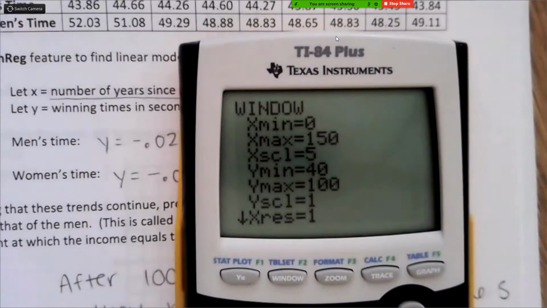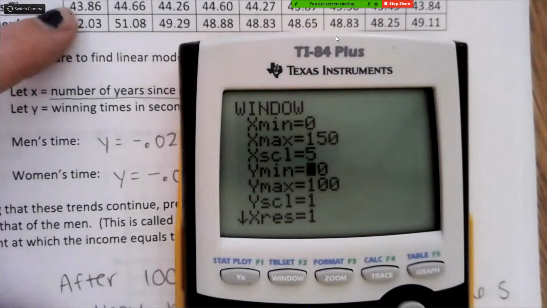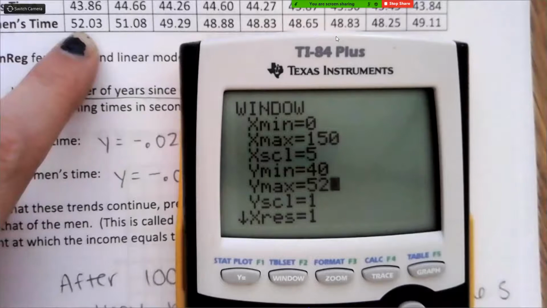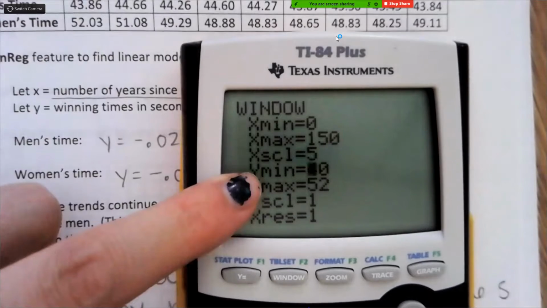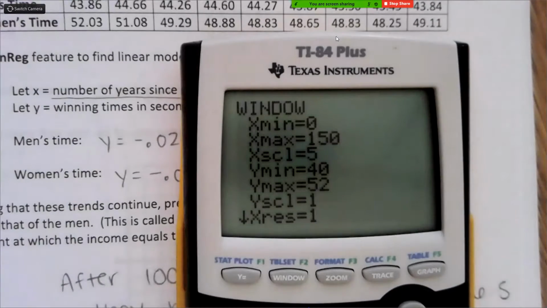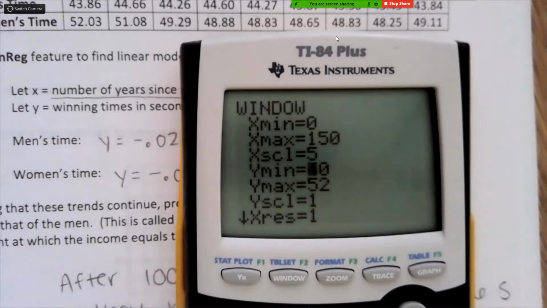I got too close to my calculator, it won't focus. And then just so I don't have a million little tick marks, I'm going to make my x scale 5. And my y values, well, the slowest women's time was 52. So that's going to be my max. And then the min is going to be them getting faster. So right now we're at 43 and 49. So I might drop all the way to 35.